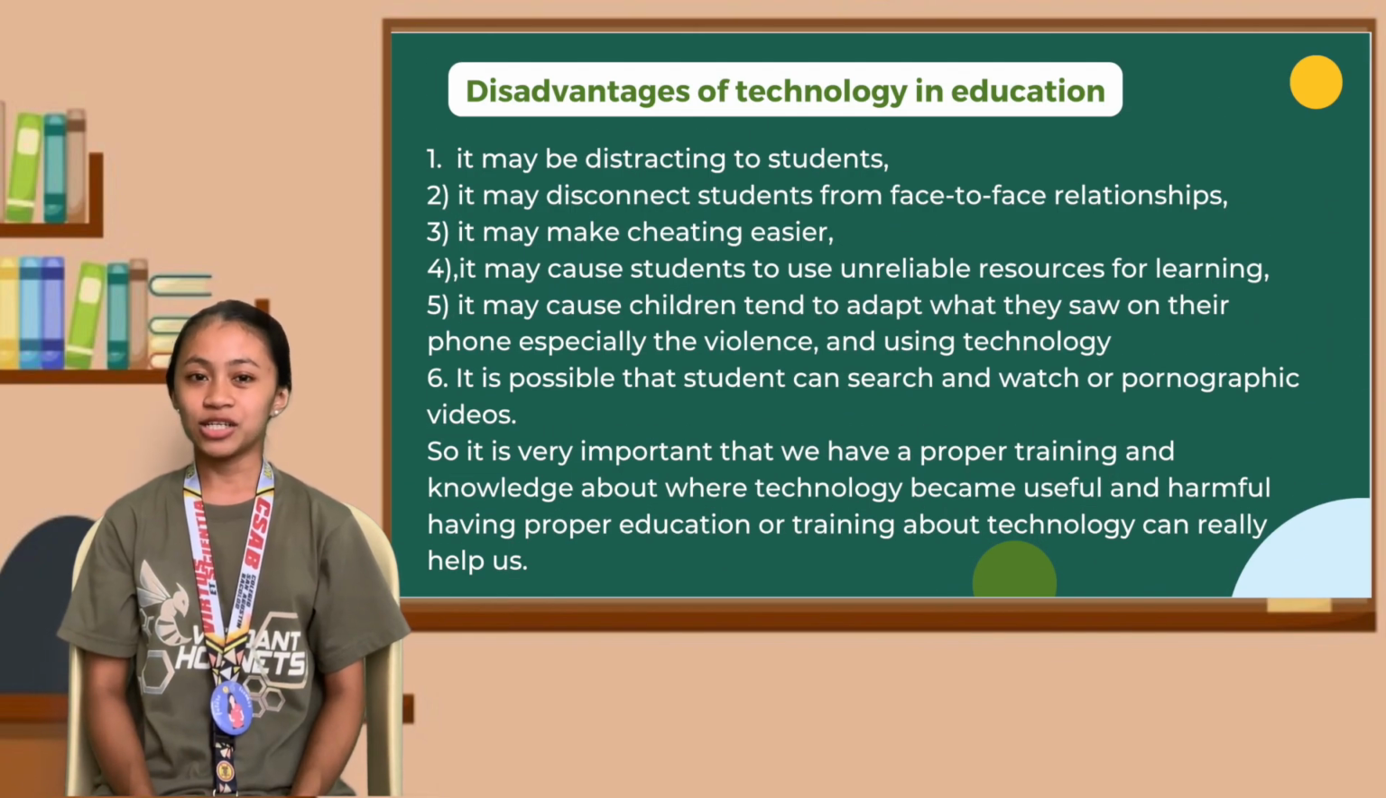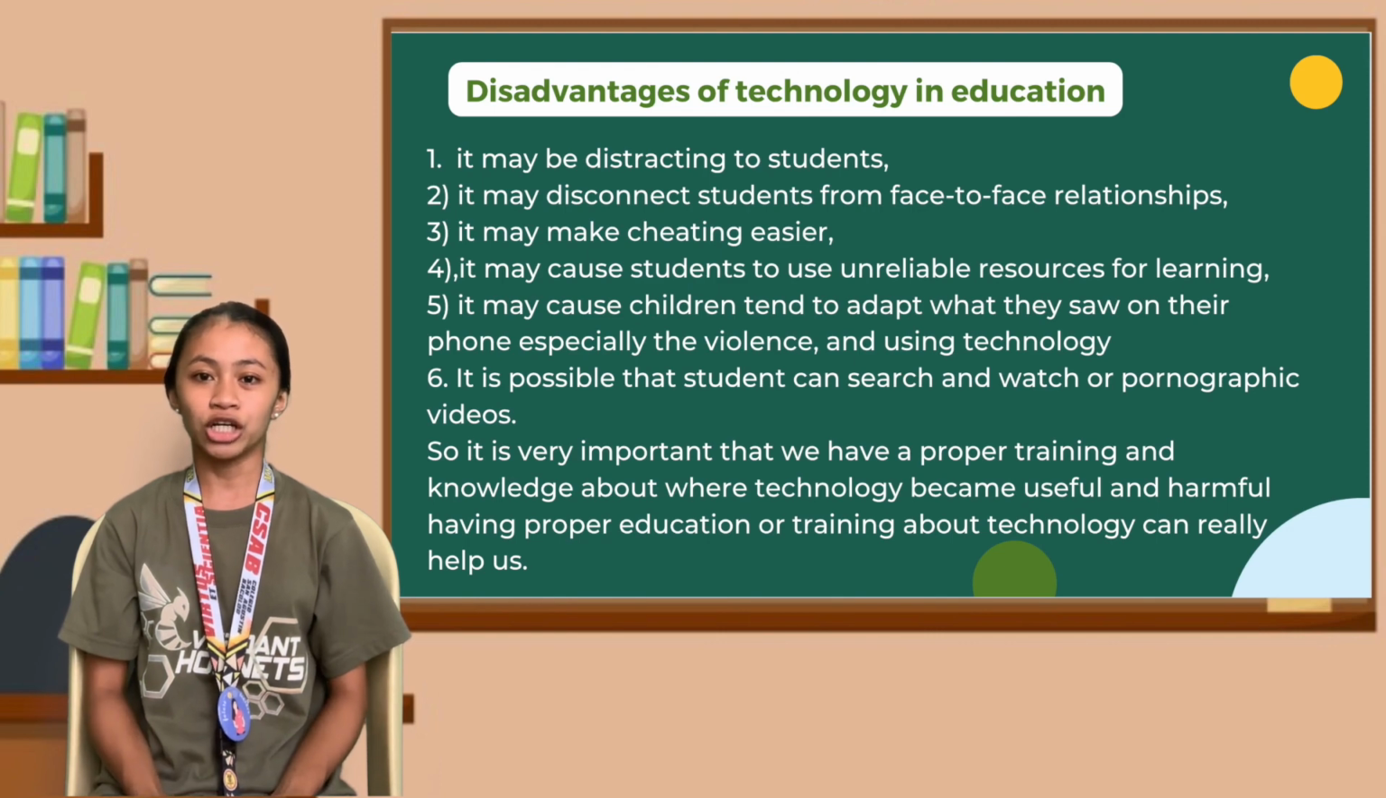Regarding the disadvantages of technology in education, here are some examples. Number one, it may be destructive to students. It may be disconnecting students from face-to-face relationships. It may make cheating easier. It may cause students to use unreliable resources for learning. It may cause children to adapt what they saw on their phone, especially the violence. And using technology, it is possible that students can search and watch pornographic videos.